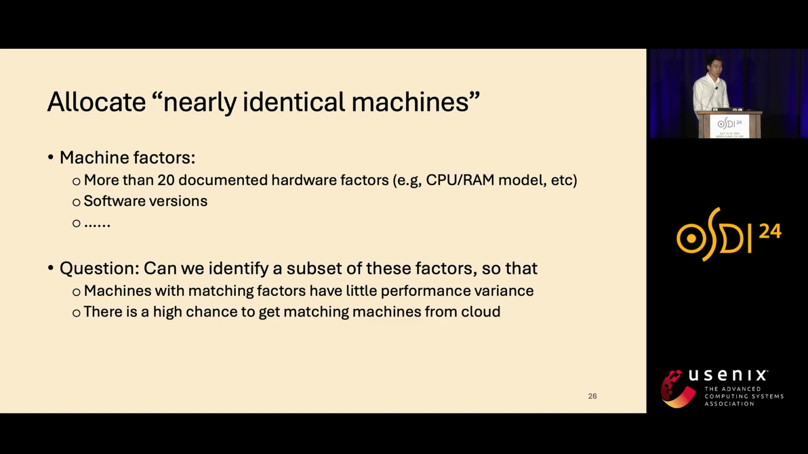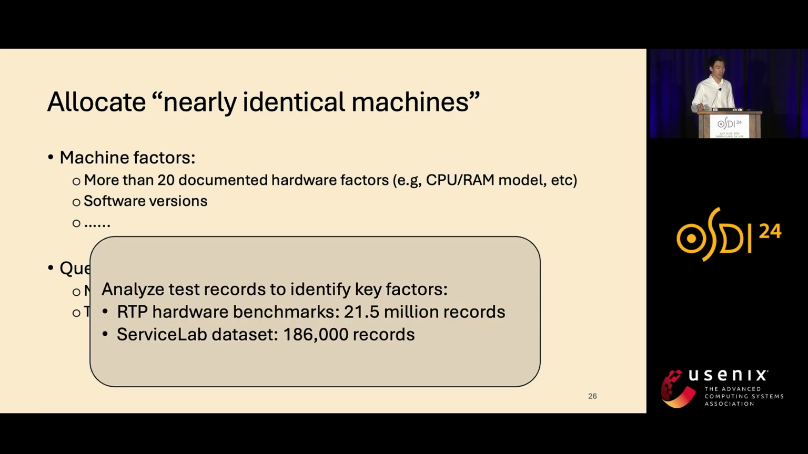And so our challenge here in running performance tests is being able to identify what subset of factors are important for us to reduce the performance variance when doing these performance tests, and also have a high chance of finding a set of machines with these same factors to run our tests on. And so to identify these factors, we analyzed a large set of performance benchmarks. We looked at over 21 million hardware benchmarks and included some real-world performance tests from ServiceLab to understand which factors are important in picking our nearly identical machines.